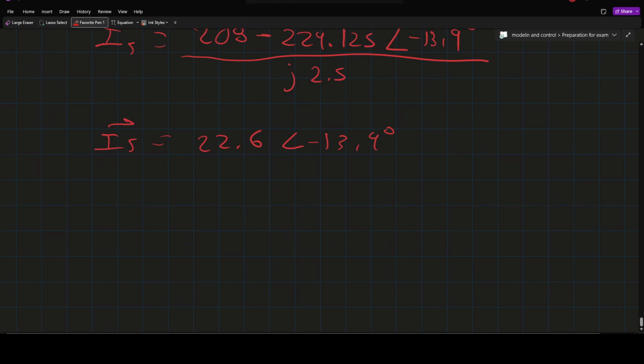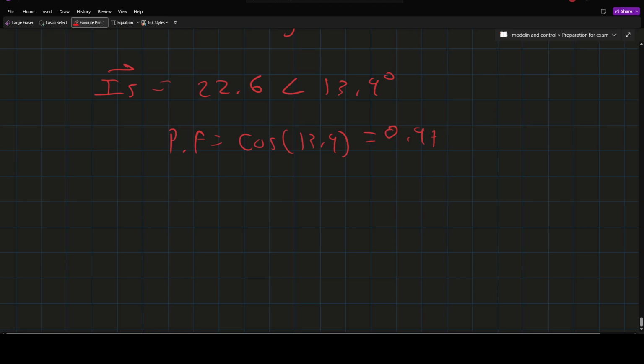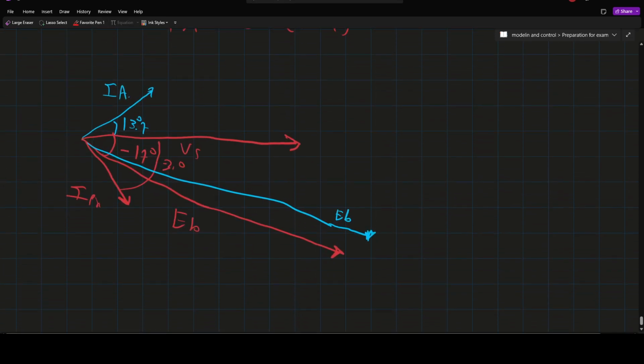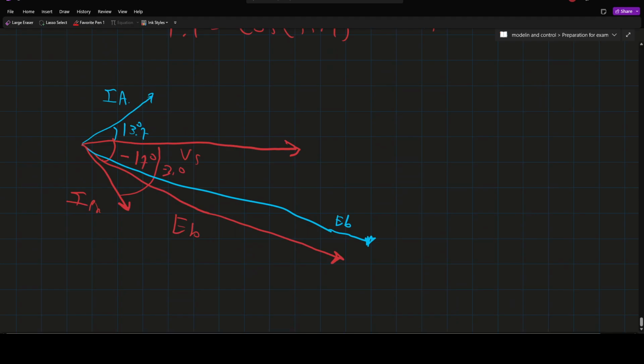Now, okay, this was positive when we did the new calculation. So our new power factor is going to be cos of 13.9. It's going to be 0.97. Okay. And now if we draw the diagram, we are going to get something like this.